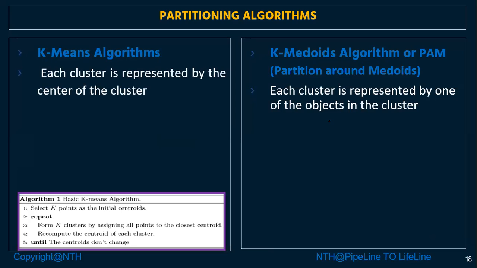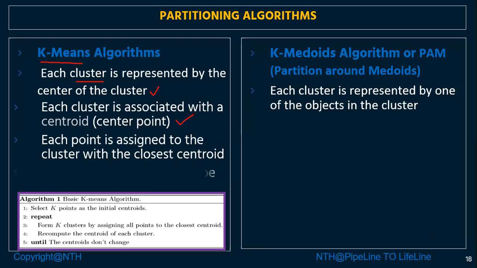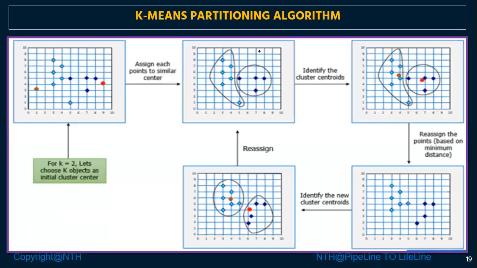So here I'm talking about the k-means algorithm. K-means will be a partitioning-related technique where each cluster will be represented by the center of the cluster. So obviously each cluster will be associated with a centroid point. What exactly is the centroid point, and how is it different? Let me take an example, and then I'll come back to you.